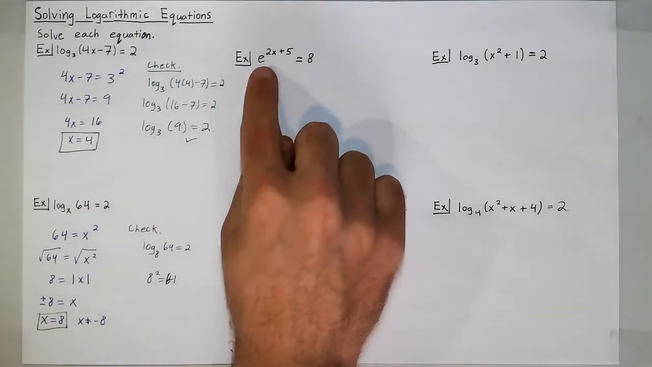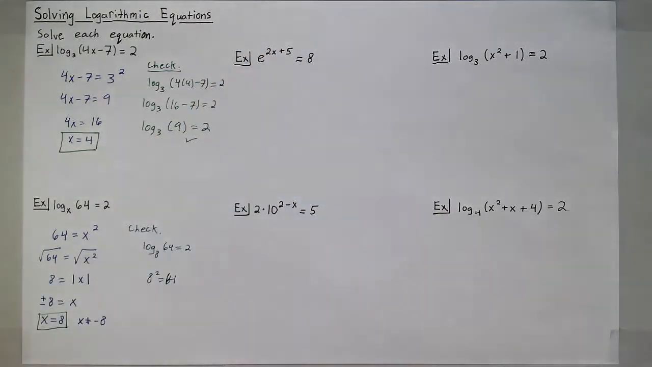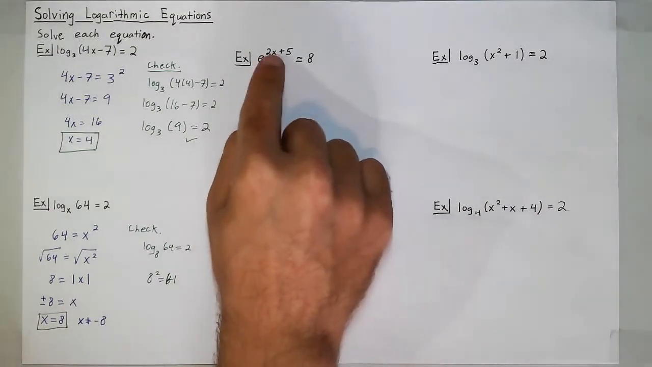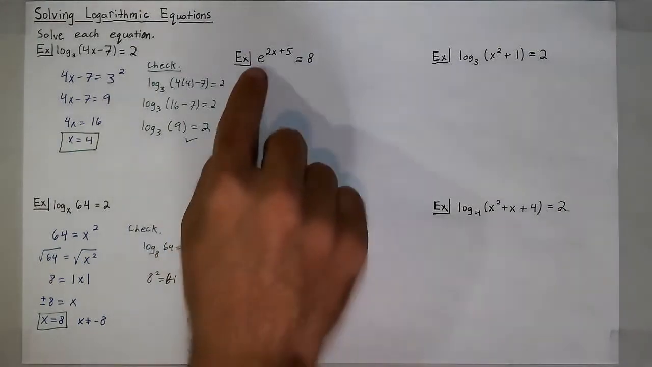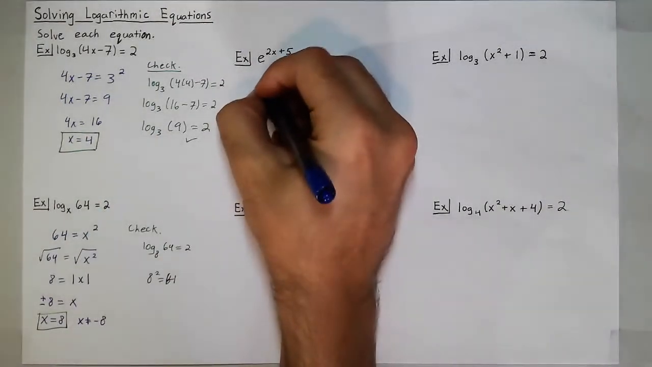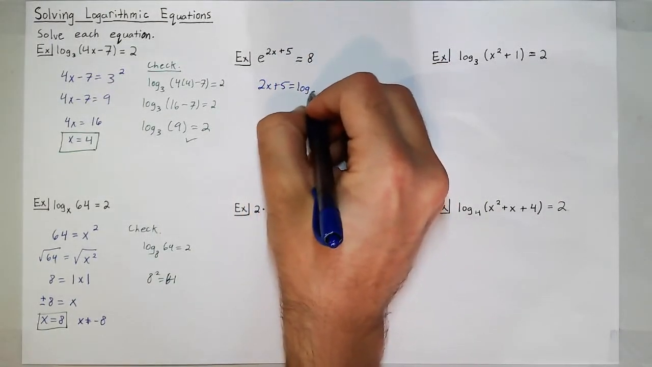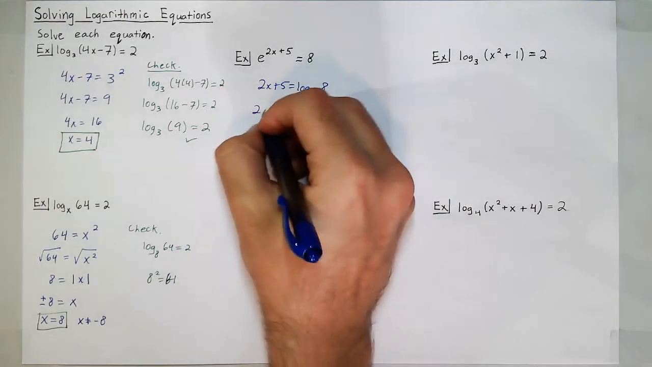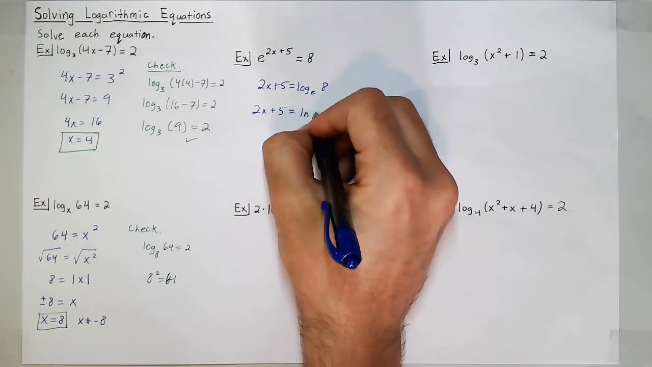Next up, I have e to the 2x plus 5. Now, while this is an exponential equation, it goes over one technique I want to talk about right now. If it is in exponential form and your variable's in the exponent, you need to switch it to a logarithmic form. So since we have a natural base here, switching into a logarithmic form, we'll have 2x plus 5 equal log base e of 8. Now when you have a base e, that's also known as your natural base. So that's 2x plus 5 equals natural log of 8.